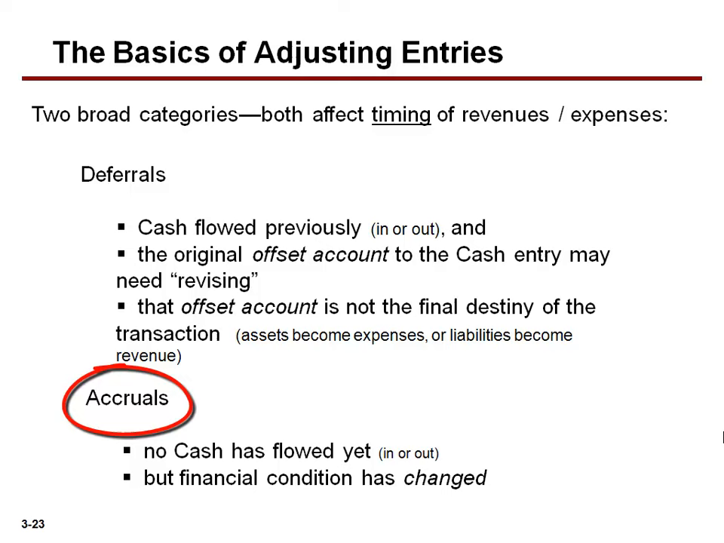No cash has flowed yet, either in or out, but financial condition has changed. A credit sale results in an asset increase on the balance sheet, accounts receivable. The promise of the customer to pay is an asset. Likewise, we incur an expense today that will be paid next month. The expense should be recorded in the month in which it's incurred, in which you've received that service, not later when it's paid. So financial condition is affected in both of those conditions, and the entry is accrued before cash is paid or received.